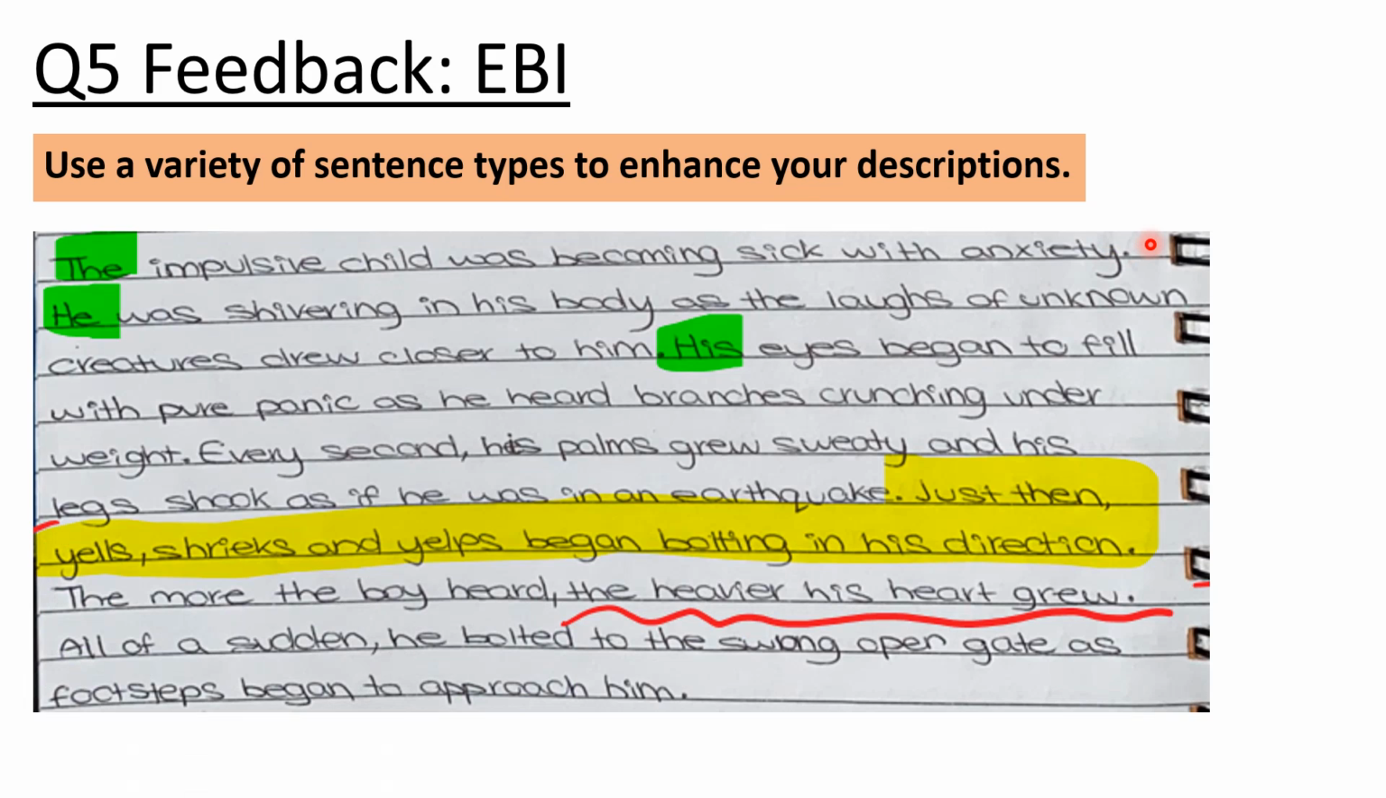The impulsive child was becoming sick with anxiety. He was shivering in his body as the laughs of the unknown creatures drew closer to him. His eyes began to fill with pure panic as he heard branches crunching under weight. Every second his palms grew sweaty and his legs shook as if he was in an earthquake. Just then yells, shrieks and yelps began bolting in his direction. The more the boy heard, the heavier his heart grew. All of a sudden he bolted to the swing, open gate, as footsteps began to approach him. So as you can see, when the student doesn't use fronted adverbials, every sentence starts with the, he, or his, which isn't very exciting.